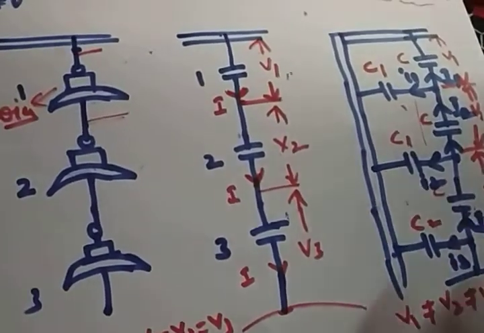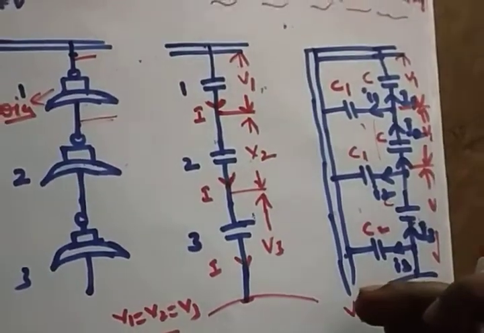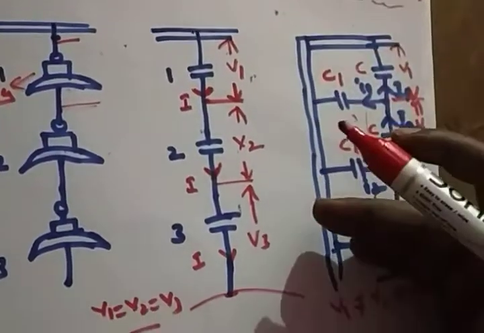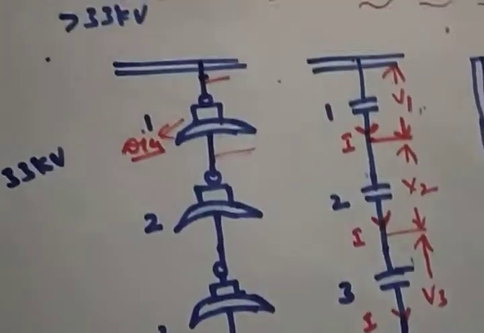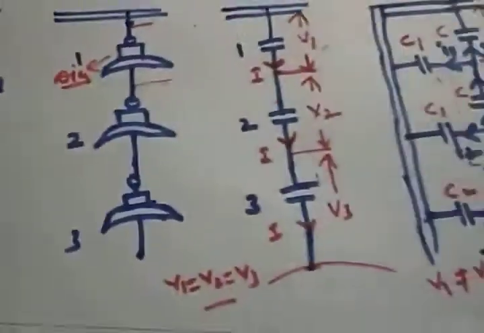So this is what I am saying. It is our aim to make all these voltages across the string, that means across every disc, equal. So that is the point that I have noted down. I hope it's clear. One more time I'll explain.